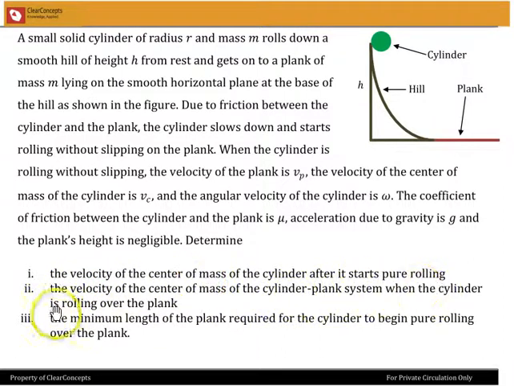starts pure rolling, the velocity of the center of mass of the cylinder plank system when the cylinder is rolling over the plank, and the minimum length of the plank required for the cylinder to begin pure rolling over the plank.